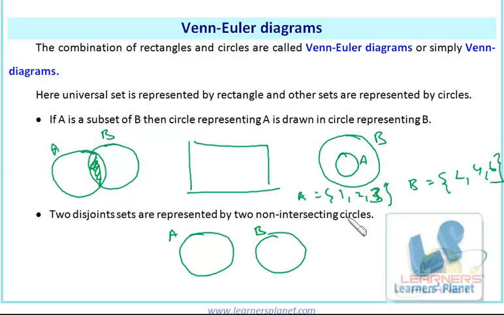But if there is nothing common between A and B, suppose A is this and B is say 5, 6, 7, right? So there are no common elements between A and B. That means A and B are disjoint sets, and these we represent by two non-intersecting circles. So these two are disjoint sets, non-intersecting circles. They are not intersecting each other. Okay.